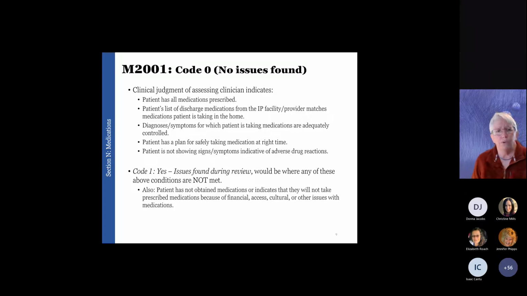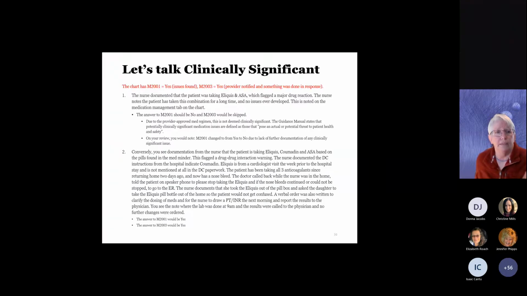So therefore, code 1, yes, issues were found, means something of the above was not met. Right? So something is going a little squirrely. And this is just more about clinically significant issues. You can go back and look at it later if you really want further examples. I'm not going to go through it all because you're all perfectly capable of reading.